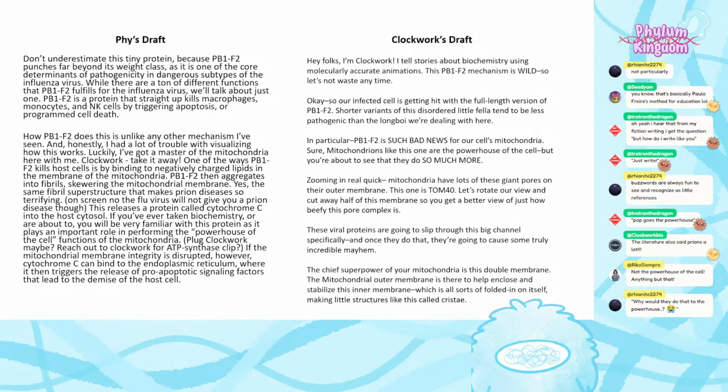Here's where I assumed Clockwork was going to help me. Luckily, I've got a master of the mitochondria here with me. Clockwork, take it away. One of the ways PB1F2 kills host cells is by binding to a negatively charged lipid in the membrane of the mitochondria. PB1F2 then aggregates into fibrils, screwing up the mitochondrial membrane. Yes, the same fibril superstructures that make prion diseases so terrifying. This releases a protein called cytochrome C into the host cytosol. If you've ever taken biochemistry, or are about to, you will be very familiar with this protein, as it plays an important role in performing the powerhouse of the cell functions of the mitochondria.